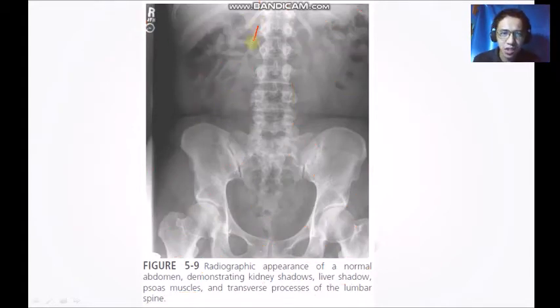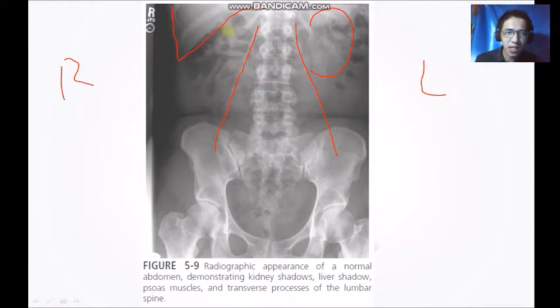And then this shadow here, that is the shadow of your psoas muscle. Then we also have the shadow of the left kidney. Again, this is the left side, this is the right side. We also have the shadow of the liver. And then the right kidney is not well demonstrated. The shadow is not well demonstrated because of the superimposition of the gassy materials in your intestines. Okay, so there's a superimposition, that's why it cannot be demonstrated well.